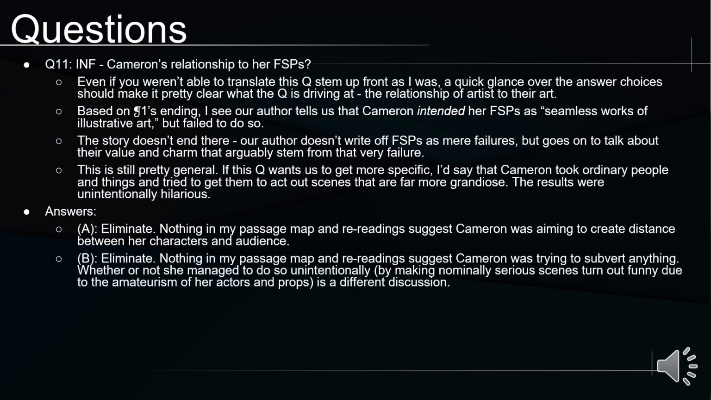Moving on to the next one, also eliminating this. Nothing in my passage map and rereadings suggests that Cameron was trying to subvert anything. Whether or not she managed to do so unintentionally by making nominally serious scenes turn out funny due to the whole amateurism thing, that's a different discussion. But again, as we've had occasion to talk about previously, our author simply tells us that a lot of things just happen. They don't really attempt to suggest why they happened or what Cameron was thinking when she ended up doing those things. So yeah, B gives an intentionality to Cameron that we just simply do not have.